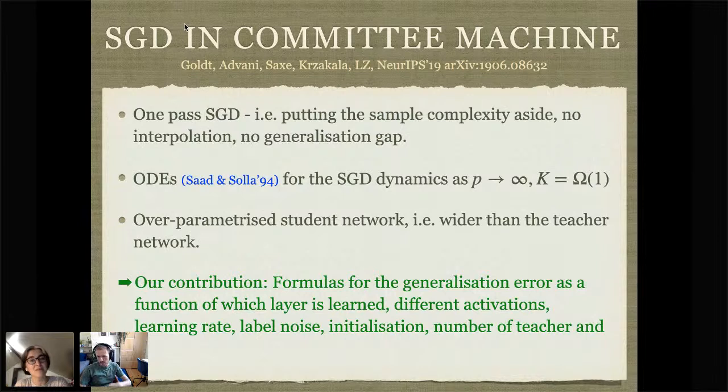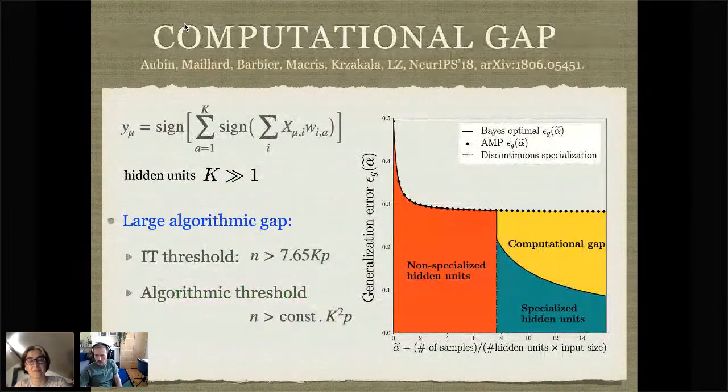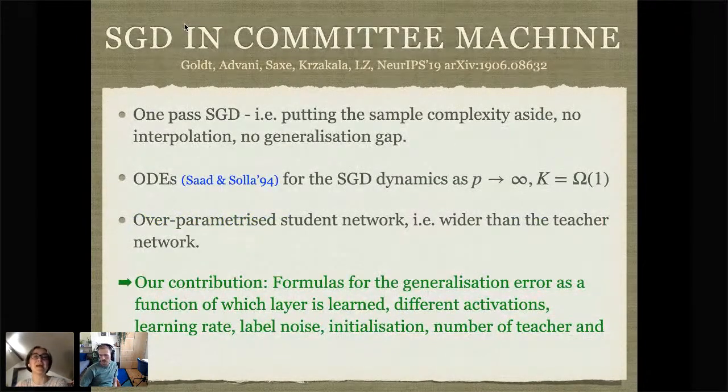In the committee machine, we also know how to analyze stochastic gradient descent, for already 30 years or so, by works of Saad and Solla and followers. Recently we put that theory on a rigorous ground and proved that these equations are correct, and also generalized them to the case where the student has more hidden units than the teacher. That's the over-parameterized regime, but I'm just giving the reference and referring you to the paper. In this case, we know how to analyze stochastic gradient descent that does not see any sample again, the online version of it.